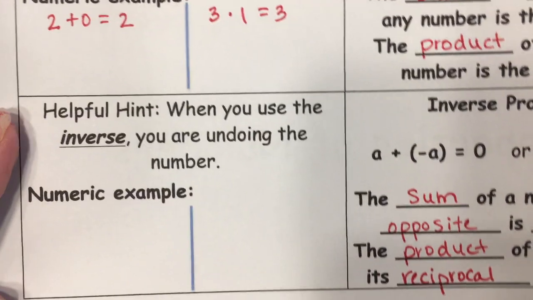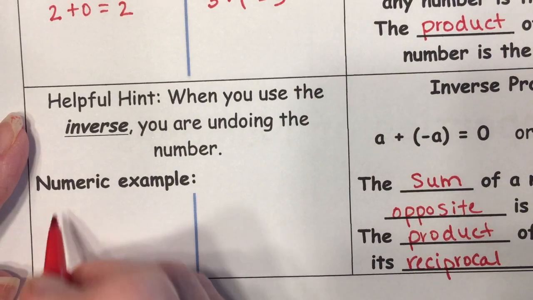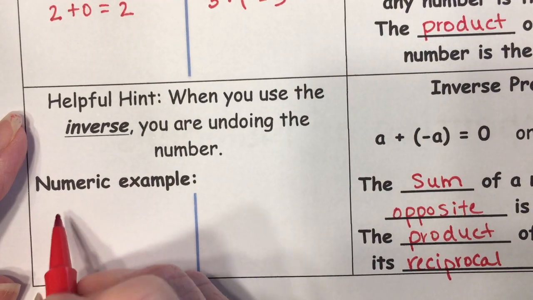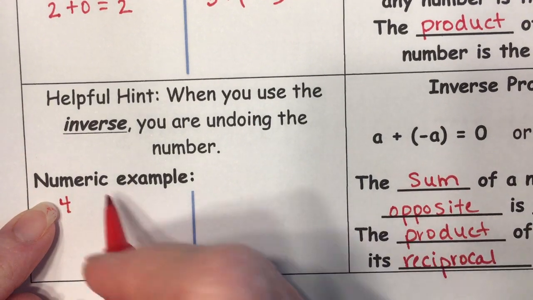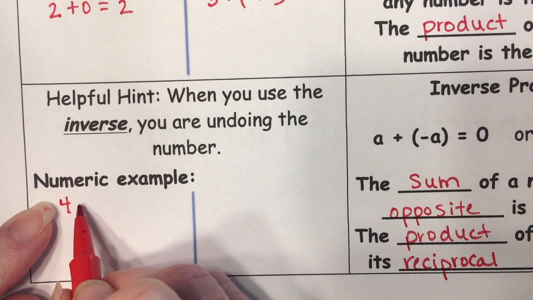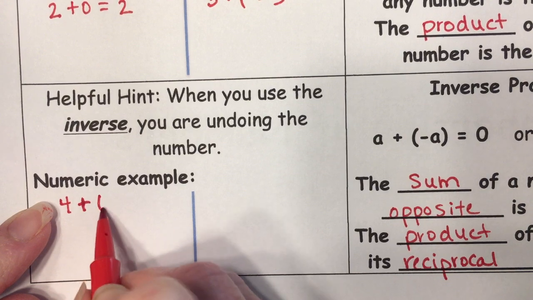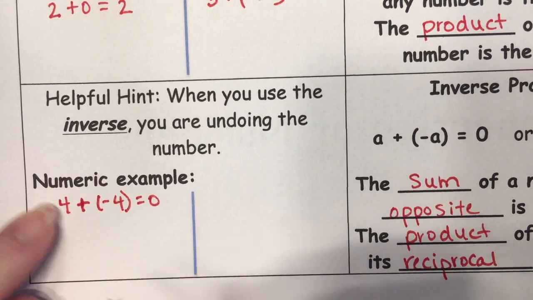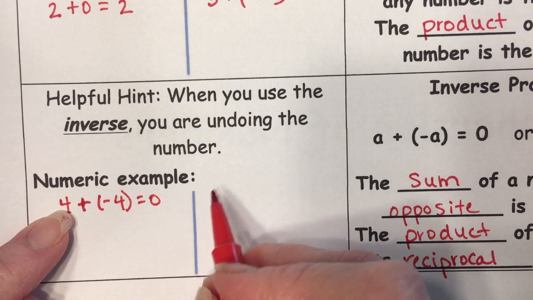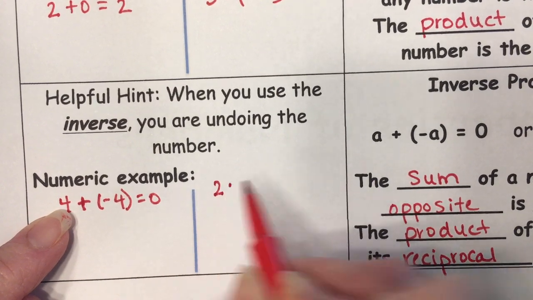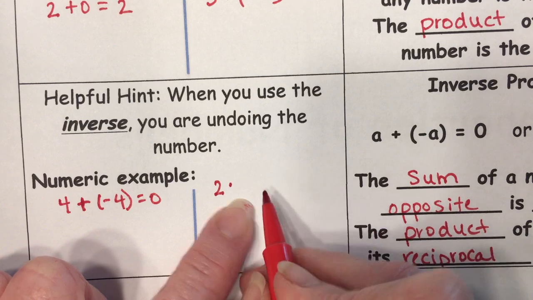All right, so look at a numeric example. So let's say we start with the number 4. Okay, well, what plus 4 is going to give us 0? Well, negative 4, right? The opposite. 4 plus negative 4 equals 0. That's your inverse property. All right, with a fraction, you might have 2, and it says times its reciprocal is always going to be 1.